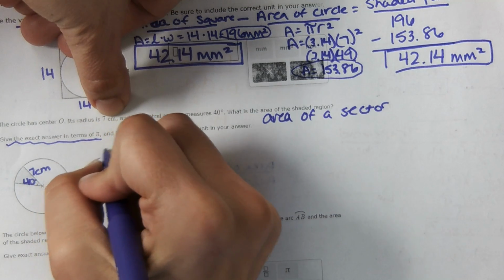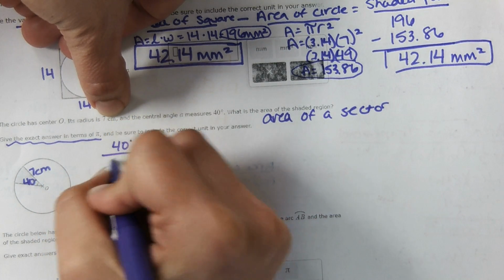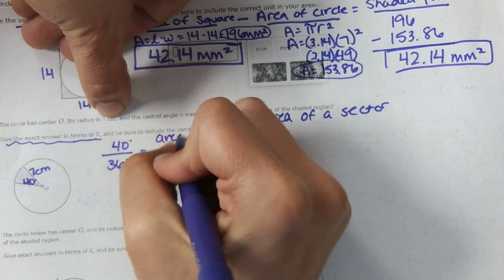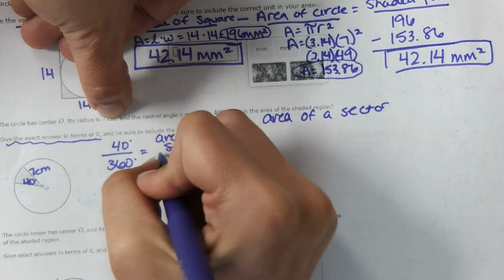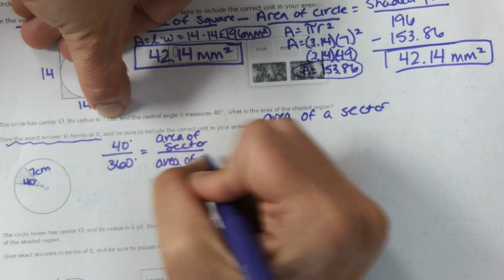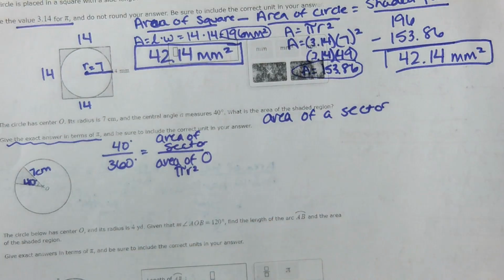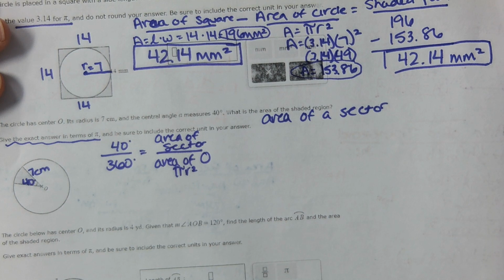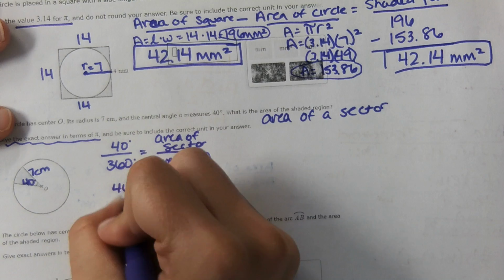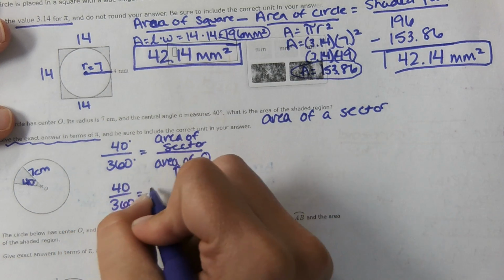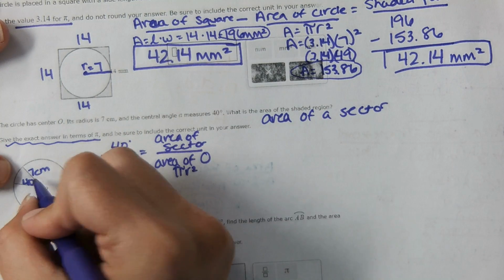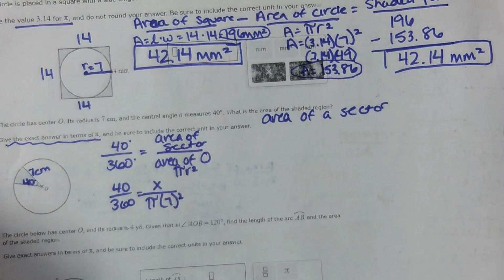So for this, we're going to set up a proportion. So we'll do 40 degrees over 360. So that's the part of the circle that we need. And then equals part over whole. So area of sector over area of the circle, which would be pi r squared. So then 40 over 360, we're trying to find the area of the sector, so that's x, and then area of the circle, pi r squared, so we know the radius is 7 squared, like that.